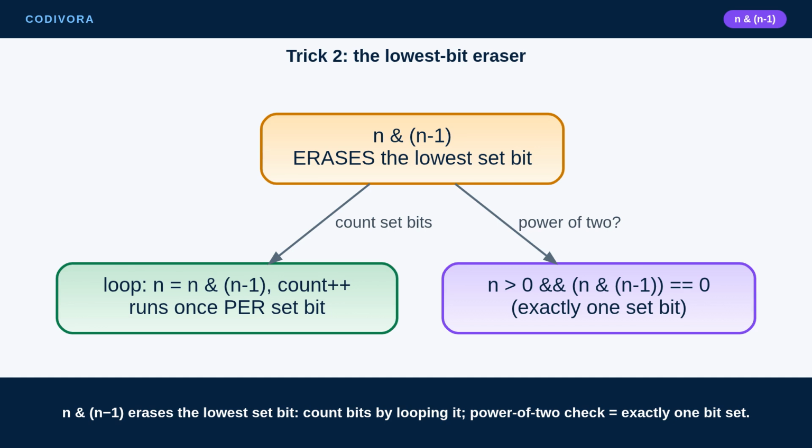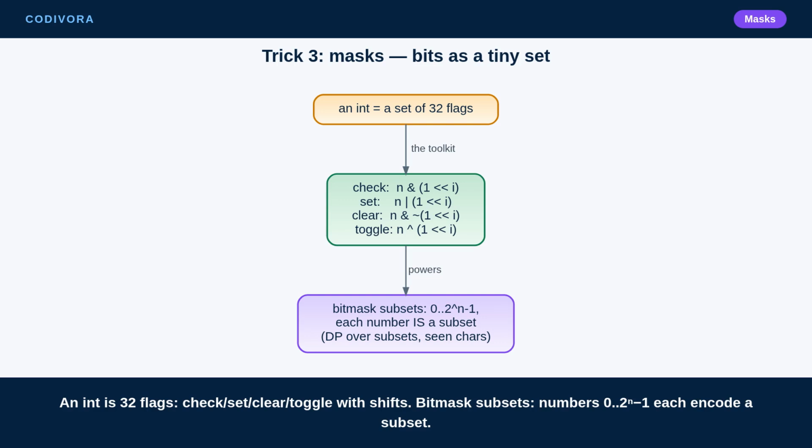Power of 2 check. A power of 2 has exactly 1 set bit. So n > 0 and n & (n - 1) equals 0. 2 classics, 1 identity.